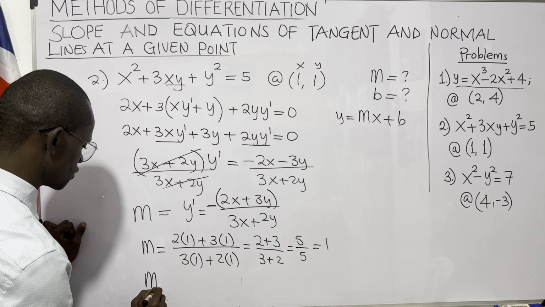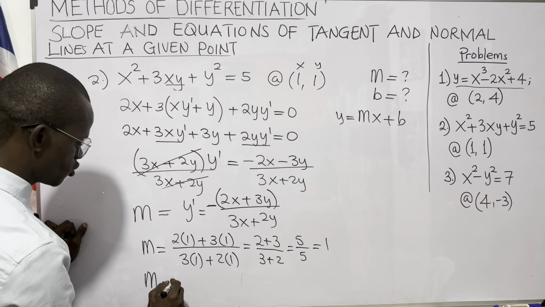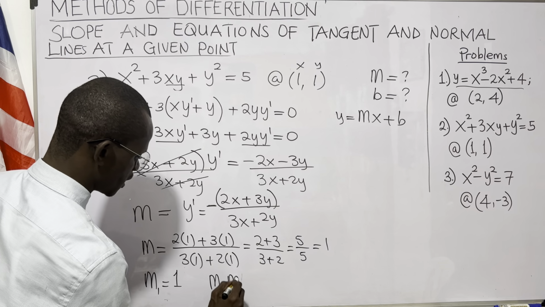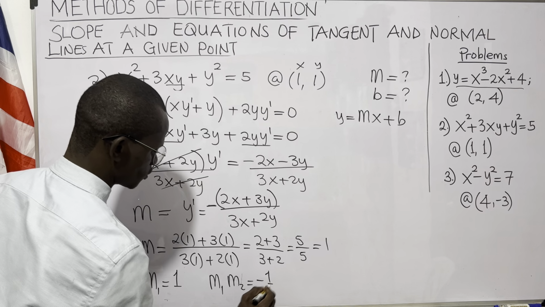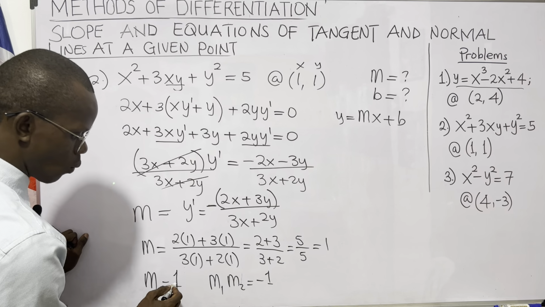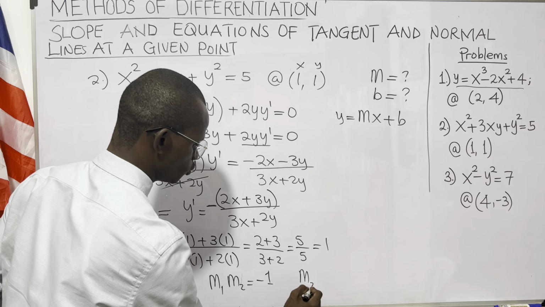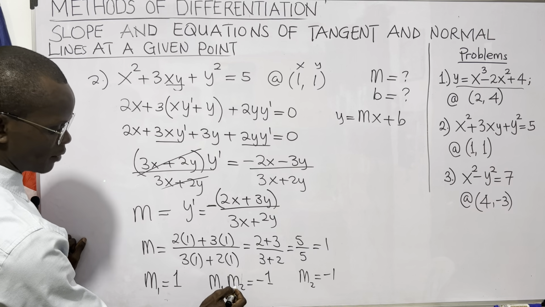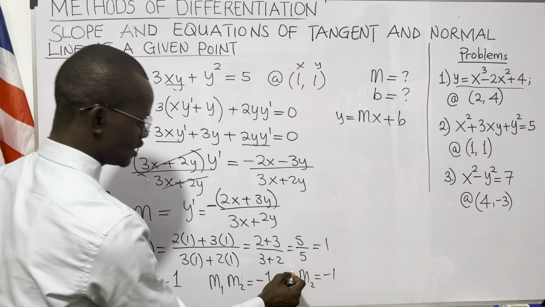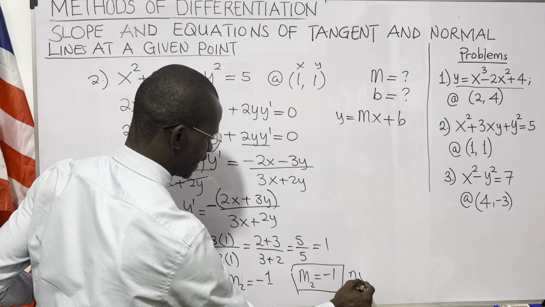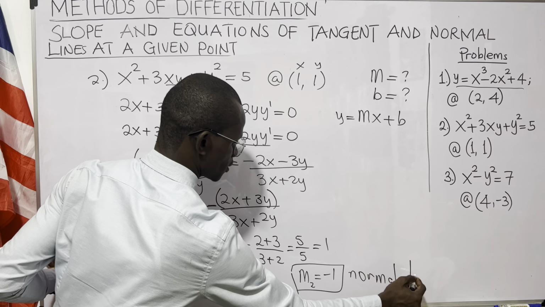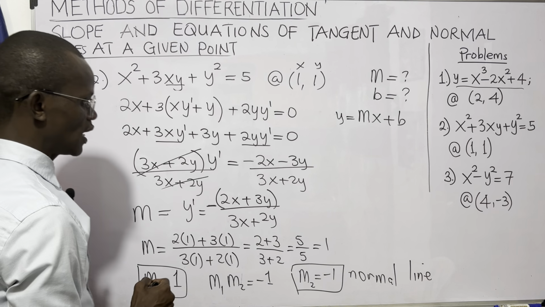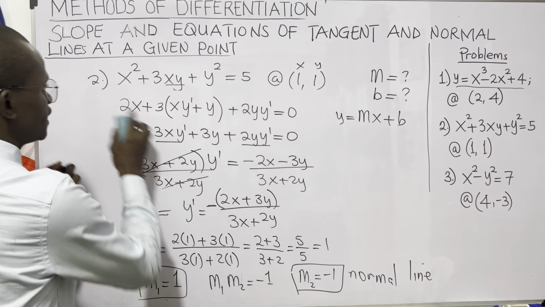So this is our first slope. For the tangent line, this is the first slope, m. We know that the product of two slopes, m1 times m2, must be equal to minus 1. So if m1 is just 1, then m2 will be minus 1, because 1 times m2 is m2. This now becomes the slope for the normal line that we'll use later, and this is the slope for the tangent line. We now want to find the equation of both the normal line and the tangent line.